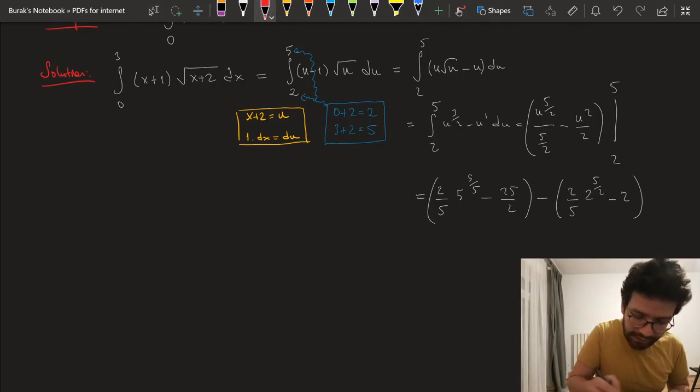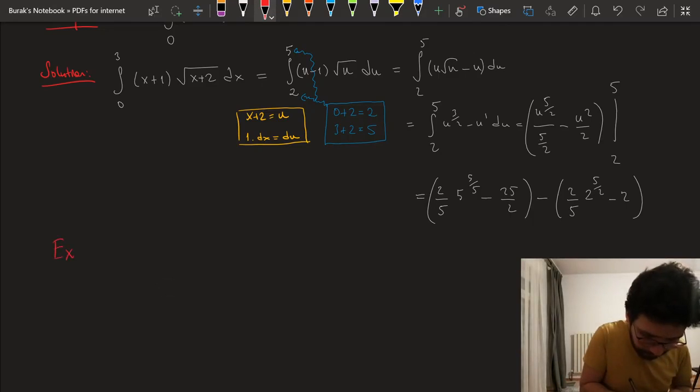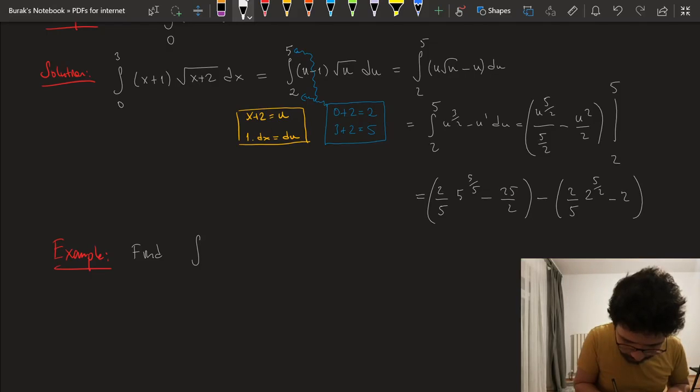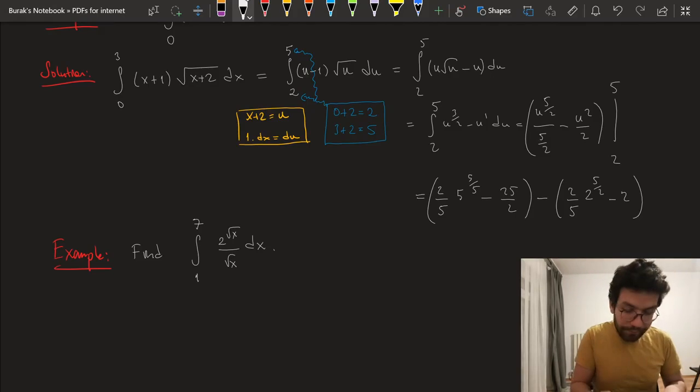Let me solve another example. So in this example, we're going to integrate 2 to the power root x divided by root x, from, let's go from 1 to 7. Okay.